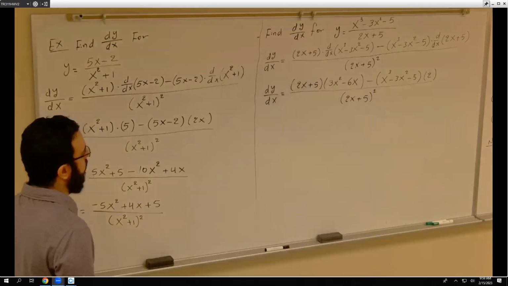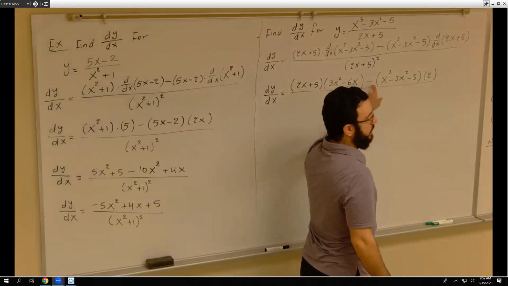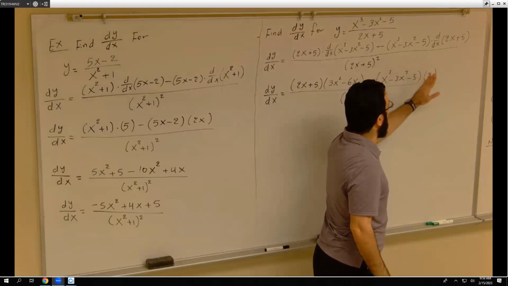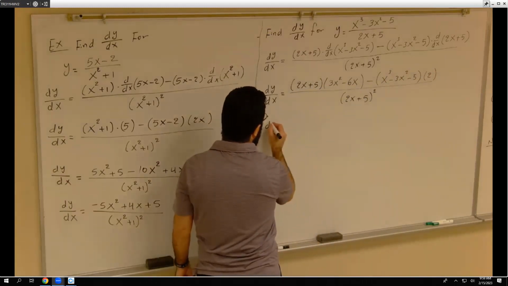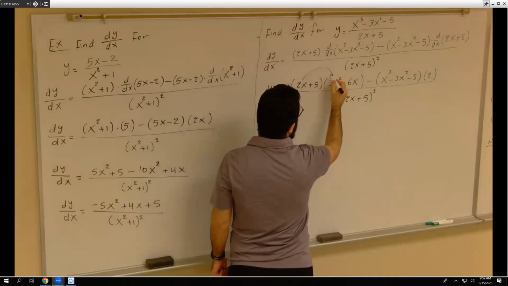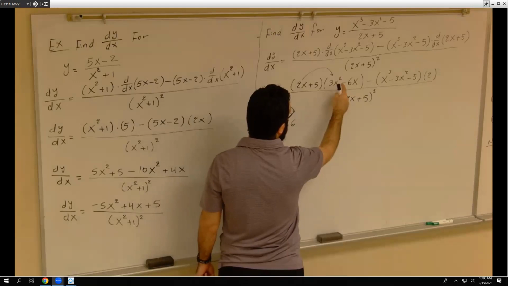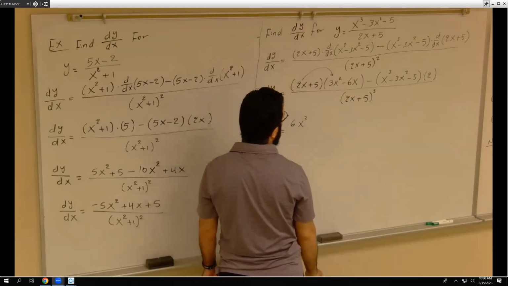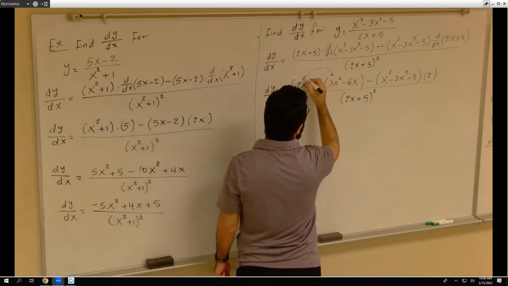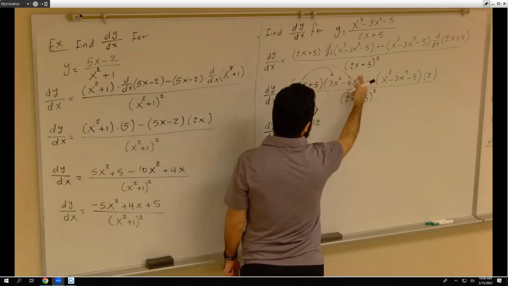Next step, we just have to FOIL the first part and distribute the 2. Don't make mistakes here. There's a negative sign here. You have to distribute the negative sign. That means dy over dx is going to be equal. Now let's FOIL these two parentheses. 2x times 3x squared. So 2 times 3 is going to be 6, x squared is going to be x cubed, because we're going to add the exponents. 2x times negative 6 is going to be negative 12. x and x is going to be x squared.